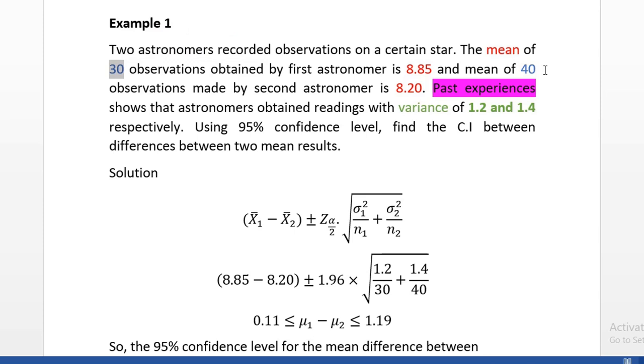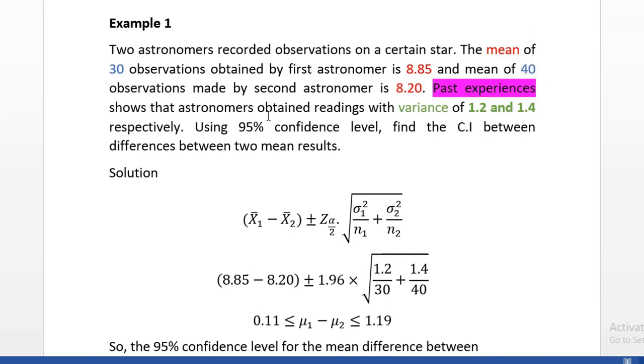And the mean of 40 observations made by the second astronomer, because 40 will be our second sample size, that is n2. So the mean of 8.20 is again a sample statistic. It means it is calculated from these 40 observations. So 8.20 is bar x2, 40 is n2.